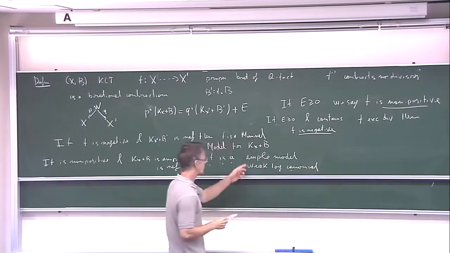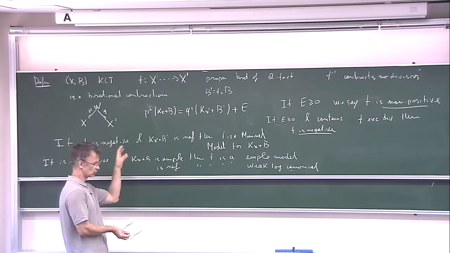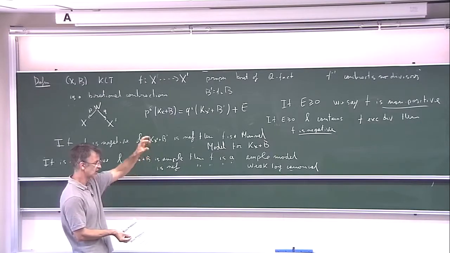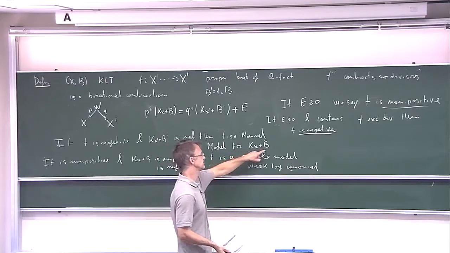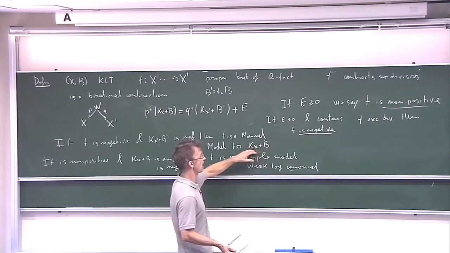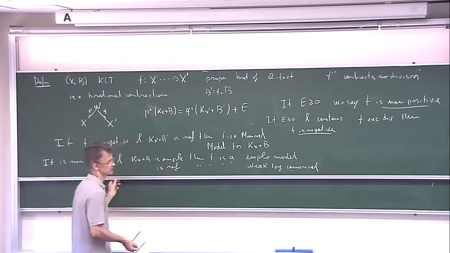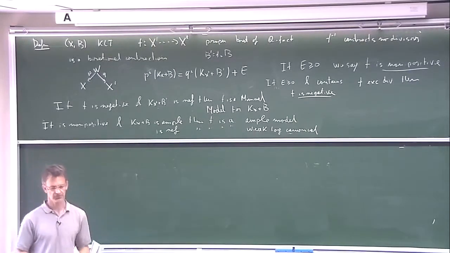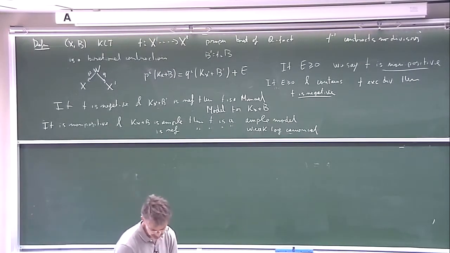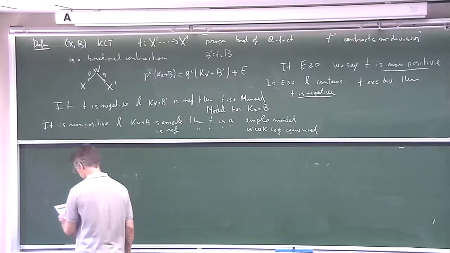So the ample model, if you think about what happens when you go to the canonical model, you do all your flips and divisor contractions. At the end, you have a morphism that contracts all the curves that intersect Kx plus B zero. That part is not necessarily negative, it's just non-positive. So that's the formal definition, and we've already seen that running a minimal model program will satisfy all of these properties, right?